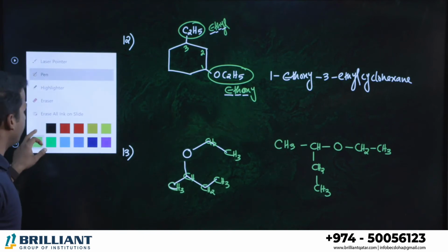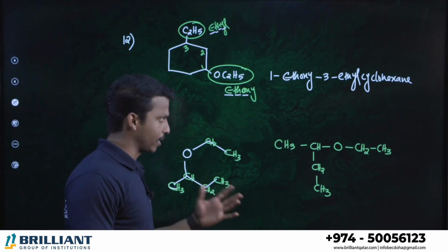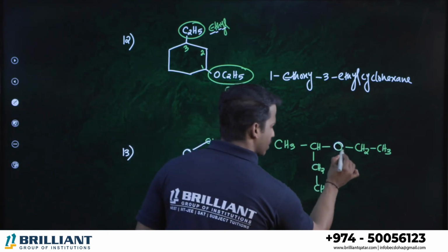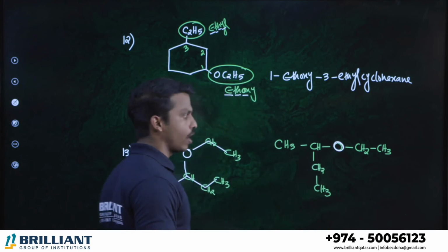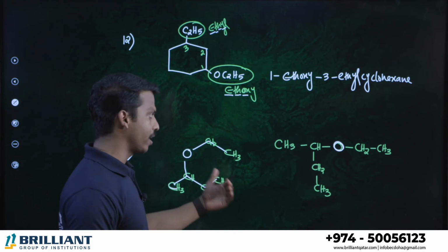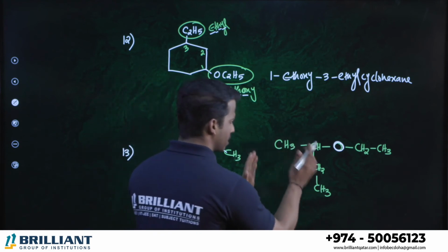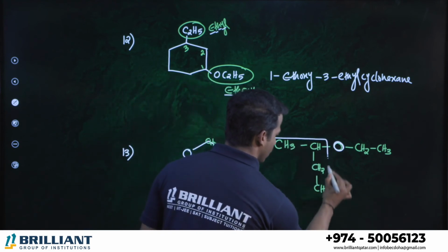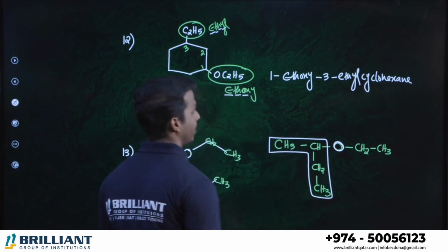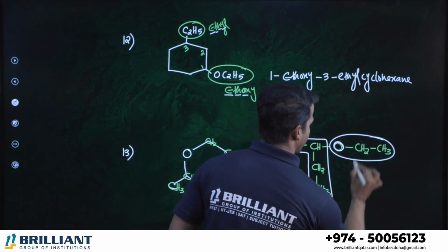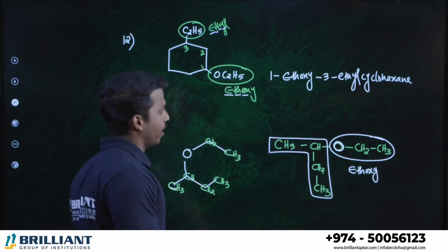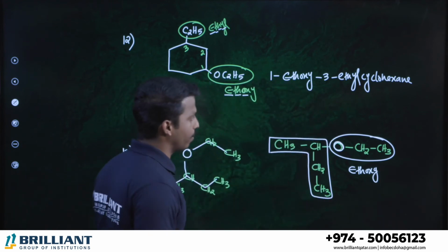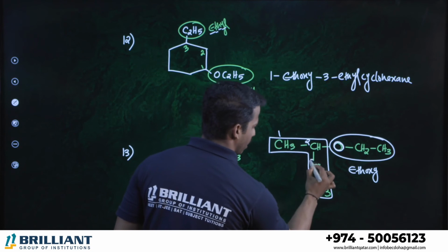Now we can work with the structure. Where is oxygen? This is the oxygen. Left side total 4 carbons, right side only 2 carbons. Both are alkyl, so the parent chain is the left side, which is the longest chain here. Remaining all of them you can consider as a branch. This group is called ethoxy. The branch should get the lowest number, so I think we start the numbering from here.